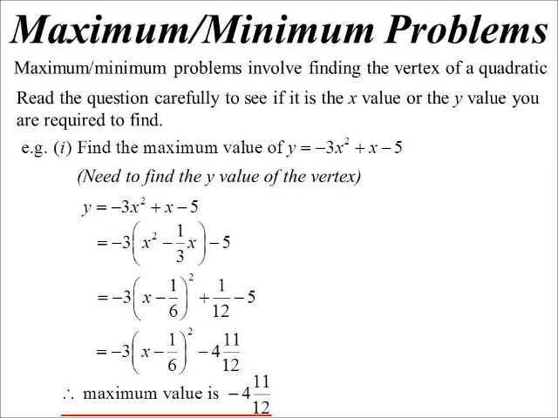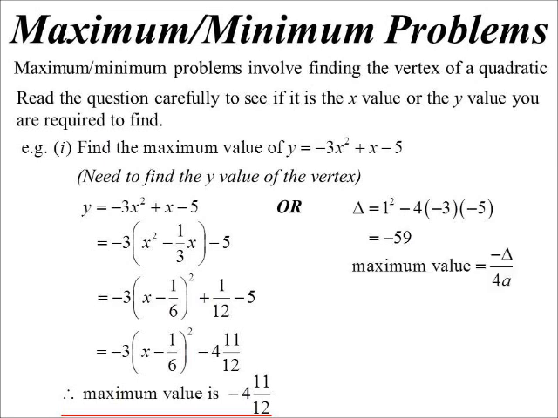Personally, I wouldn't use that technique. I'd go the discriminant way. I just think it's quicker. If I work out the discriminant, it's minus 59. And remember, we said the y value is minus the discriminant on 4a. So I can simply go, okay, minus the discriminant on 4a, minus 59 on 12, bang, I've got the answer straight away. I think that's a quicker way of finding the y value. So minus 4 and 11/12.